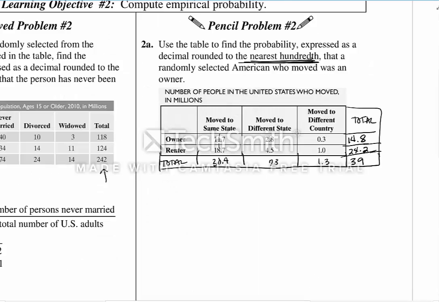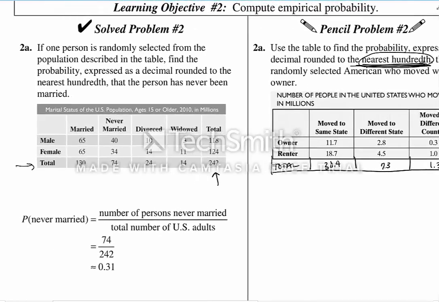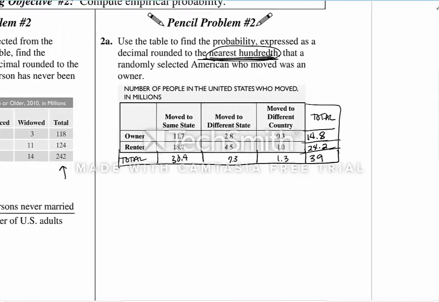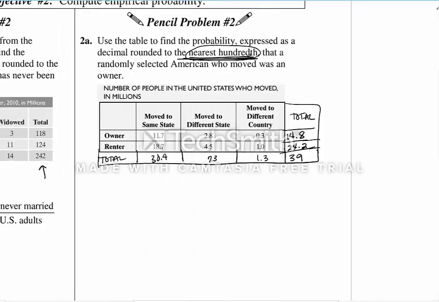In 2A, use the table to find the probability expressed as a decimal rounded to the nearest hundredth. The randomly selected American who moved was an owner. So what I've done here to make it more feasible for us to come up with the correct answer, look at the previous problem, how they actually had total columns. So I've done the same thing here, and I've completed just by adding the total who moved to the same state, total who moved to a different state, total who moved to a different country, and then also calculated the total owners, total renters, and then the totals of both of those columns.